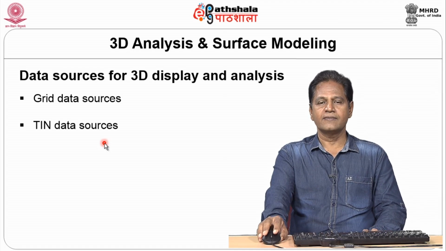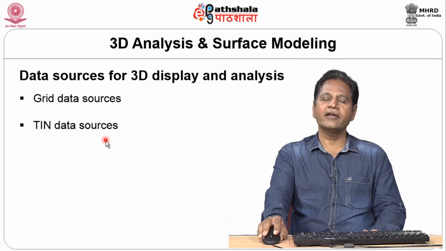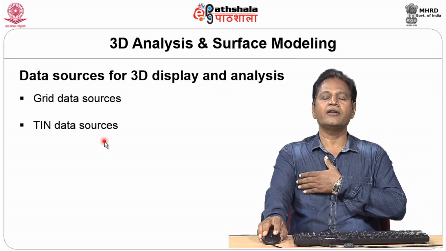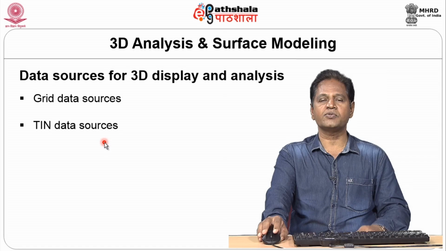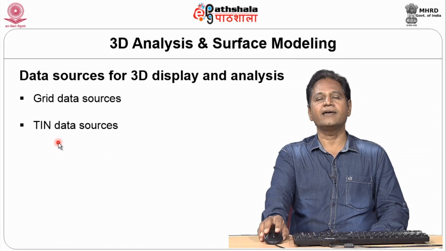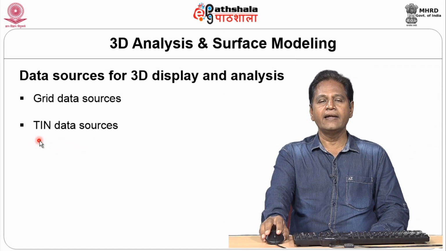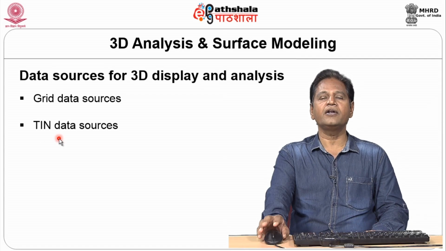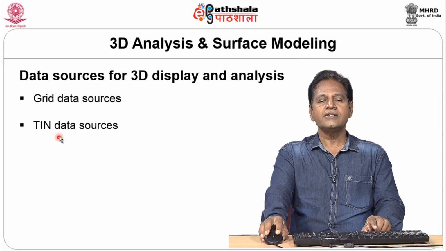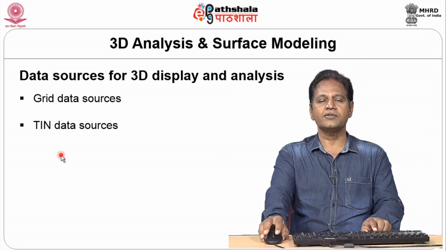TIN data sources. Many times you do not expect or get any third dimensional data in your raster. So, in that context, what are you supposed to do? You use your TIN data, triangulated irregular network. This data source, which will form a very important input into your 3D data analysis, is nothing but your vector data. So, you use either raster data as a grid source or your vector data as a TIN source.